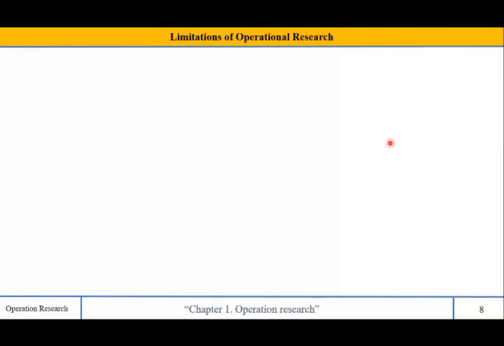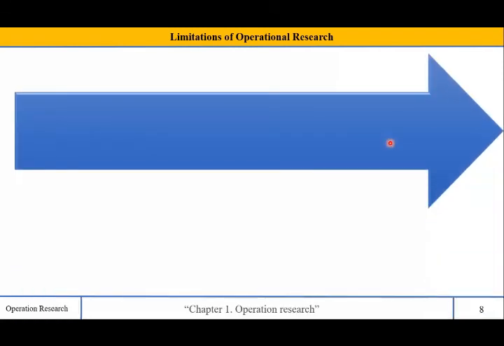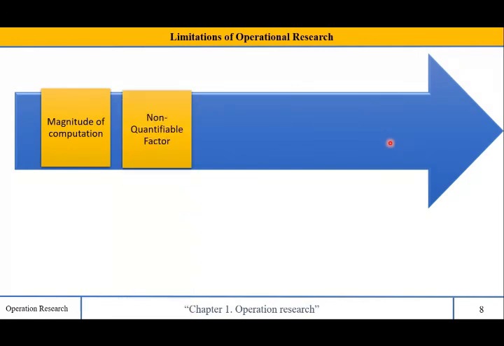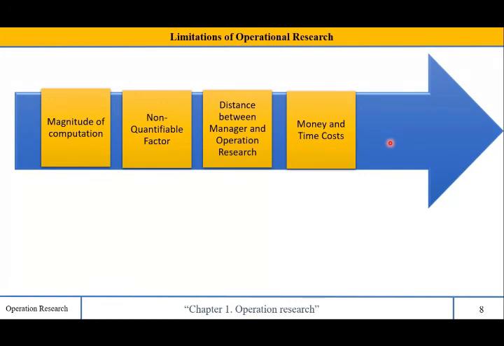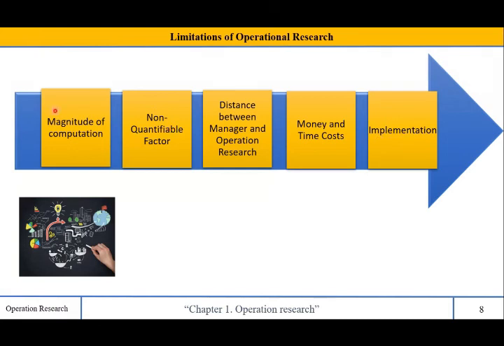The last of our topics is limitations of operational research, which includes magnitude of computation, non-quantifiable factors, distance between managerial and operational research, money and time cost, and lastly, implementation. First of all, magnitude of computation. What that means is, if we are taking any technical aspect, then we have to compute so many data. So it will increase the magnitude of computations that you have to calculate. So it will increase the size of the computation.